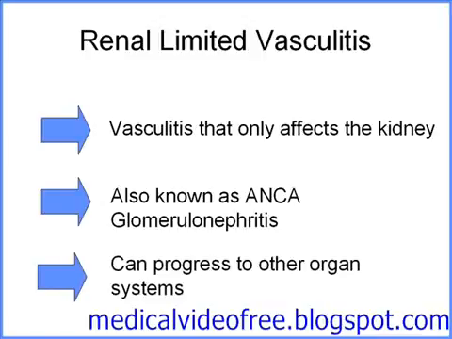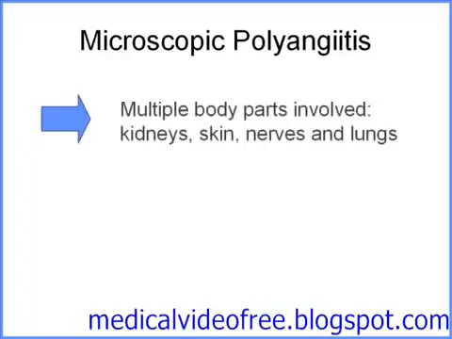Now, over time, that might change. So you might initially have just proteinuria and hematuria and a little bit of renal insufficiency, and a kidney biopsy shows an ANCA-type vasculitis. But then later on, you might develop some purpura and some pulmonary lung hemorrhage, and you would then be said to have microscopic polyangiitis.